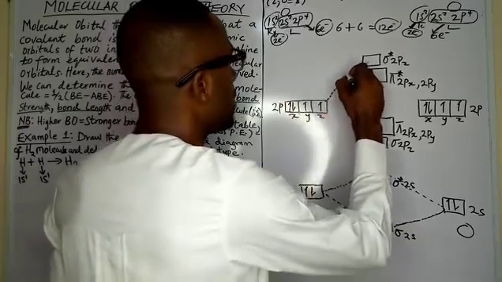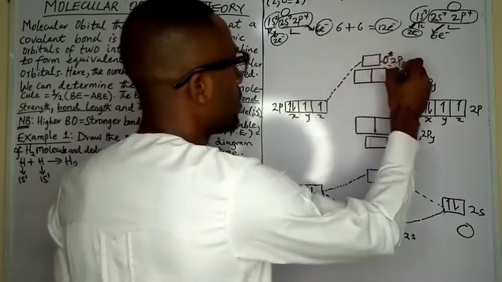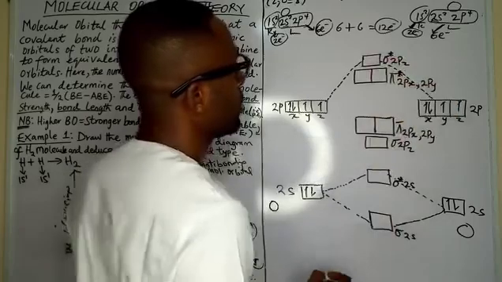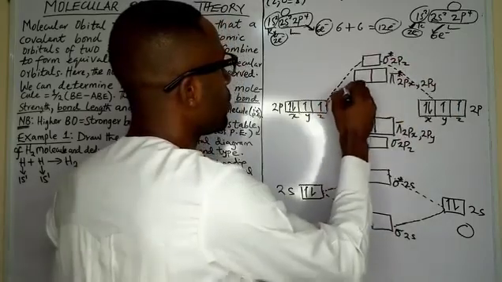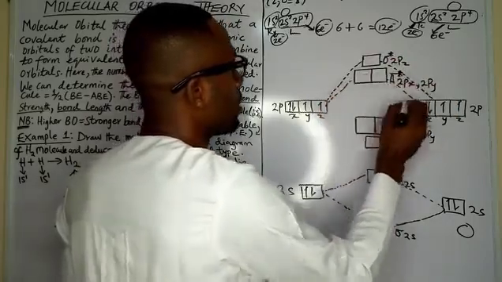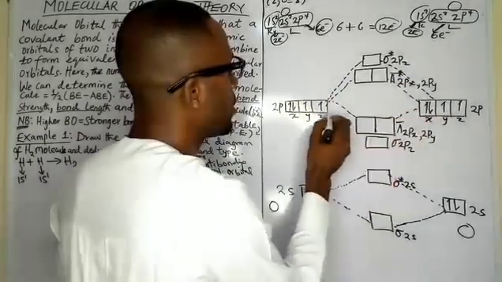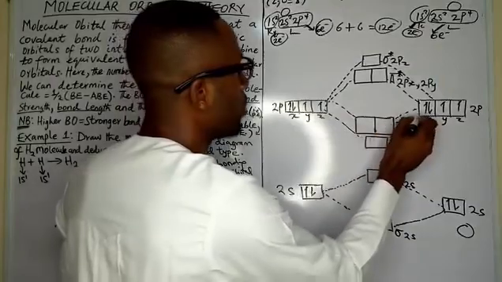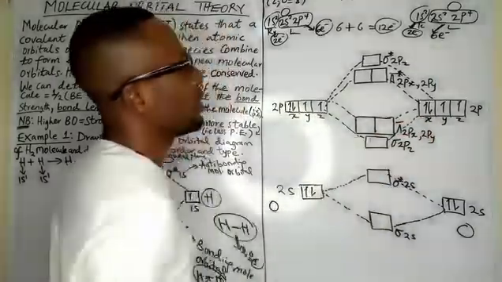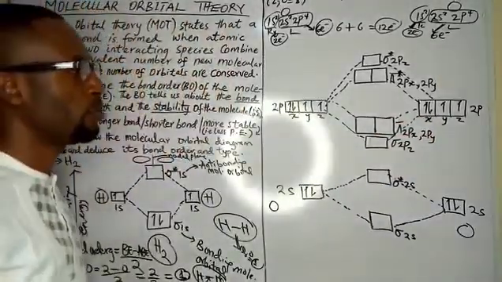use your dotted line, take it from here to here. Use your dotted line, take it from here to here. Again, you can use your dotted line, join this to this, and join this to this. Again, you use your dotted line and join this to this, and use your dotted line to join this to this. Beautiful. This is how to draw it.